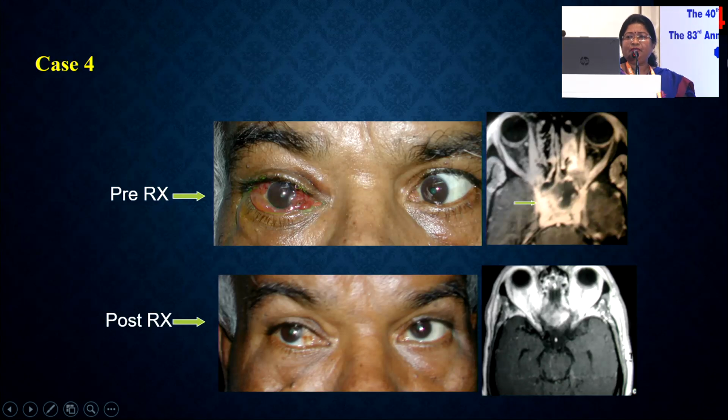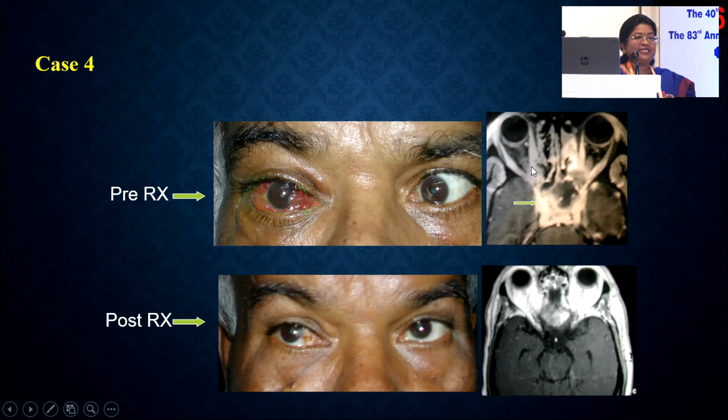And this is a guy who came with a sudden drop in vision with a frozen globe. He started with diplopia, but when I saw him it was a frozen globe almost, with a red and congested eye, and when we imaged, we had an extensive lesion sitting in the sinuses, nasal cavity, cavernous sinus, orbital apex, everywhere.